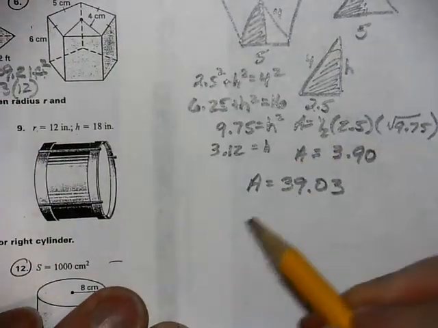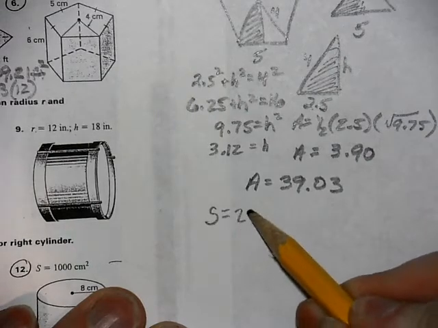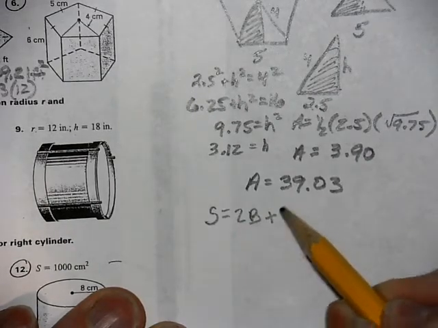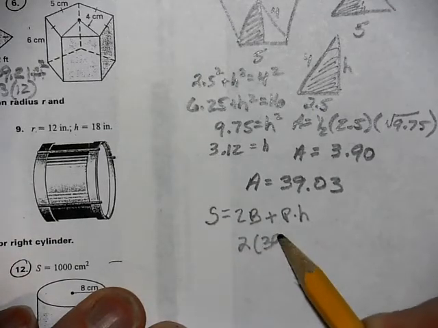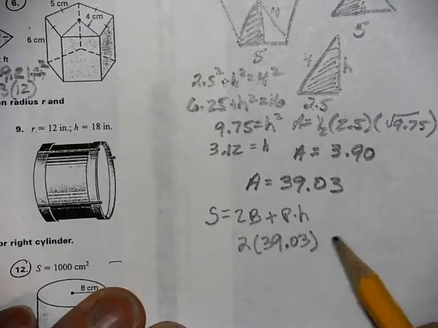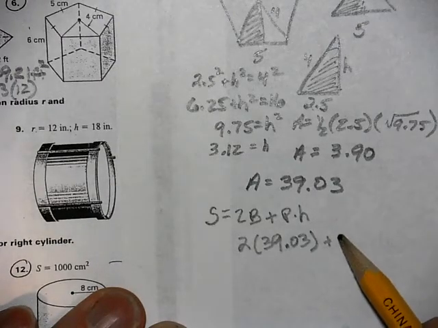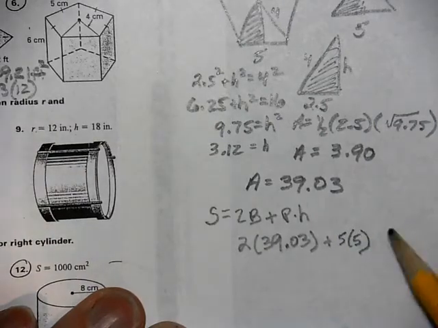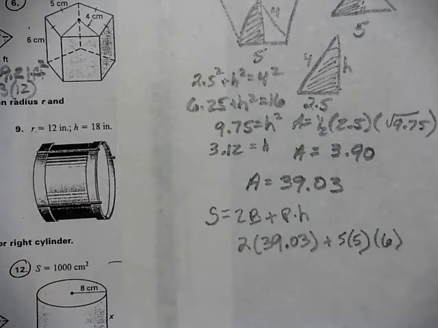So now we want to work on the surface area equals 2 times the base plus the perimeter times the height. So our base is 39.03. The perimeter would be 5 times 5, and the height would be 6. So with this, we take our 39.03 and times it by 2.